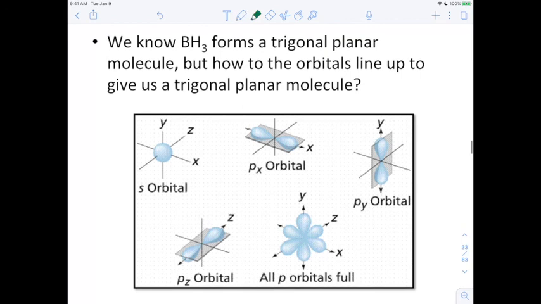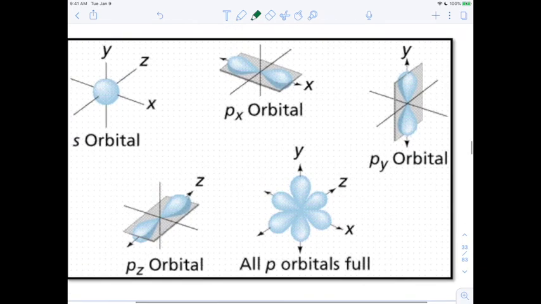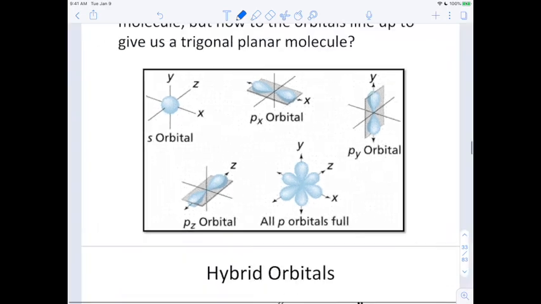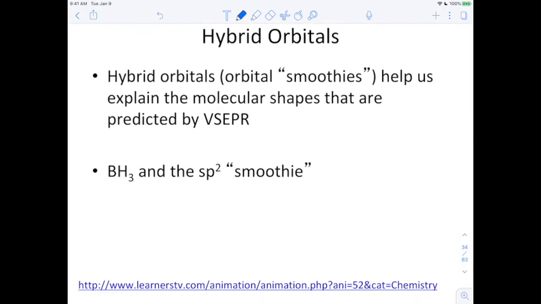So here it says we know that BH3 forms trigonal planar, but how to get those orbitals to line up into a trigonal planar molecule? So putting these together, there's no way to make trigonal planar. And again, that's why we had to come up with these hybrid orbitals. So the hybrid orbitals help us to explain our VSEPR shapes. So next we're going to look at BH3, and I call that sp2 smoothie.